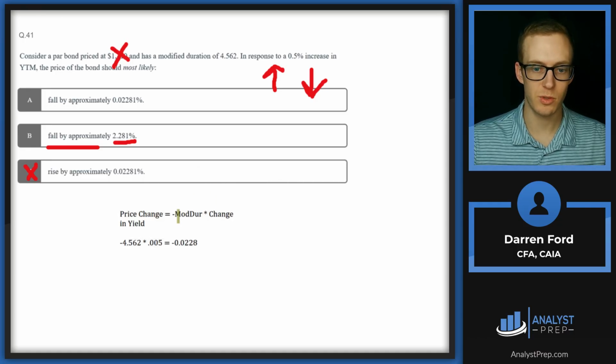Price change is going to be equal to negative modified duration. So we're going to do negative 4.562 and then multiply that by our change in yield, which is positive 0.5%. And so 0.5% is 0.005 in decimal form, which is going to be equal to minus 0.0228. And then we're going to multiply that by 100 to get that in percentage terms. So that's going to be answer B, fall by approximately 2.281%.